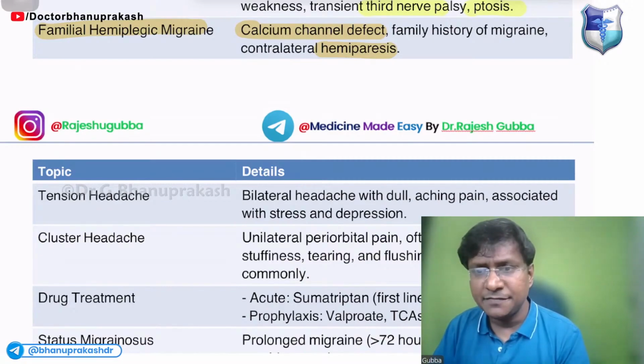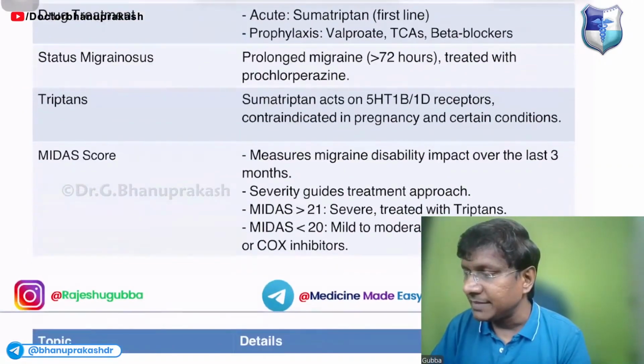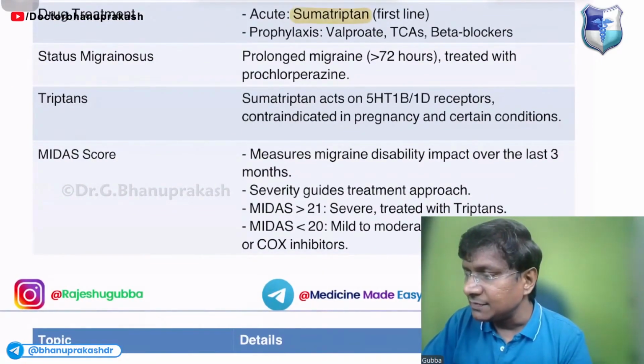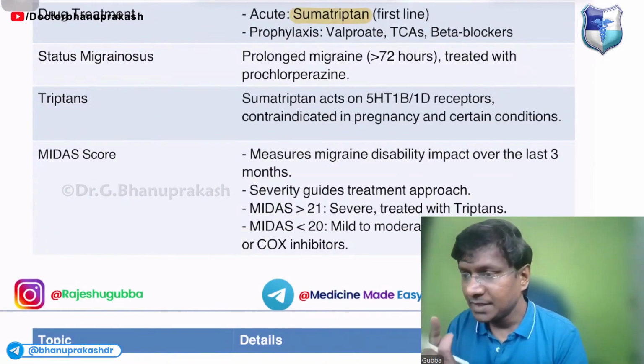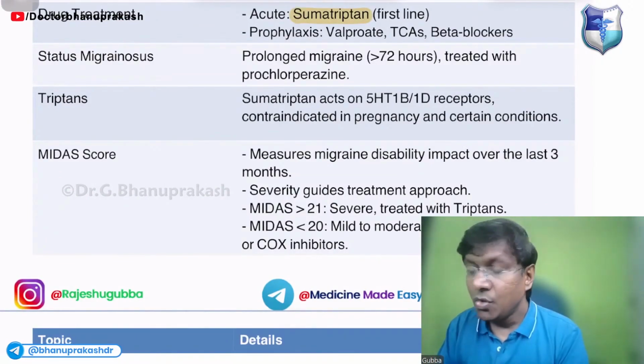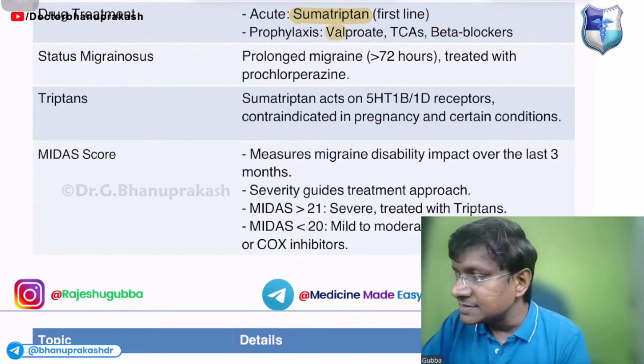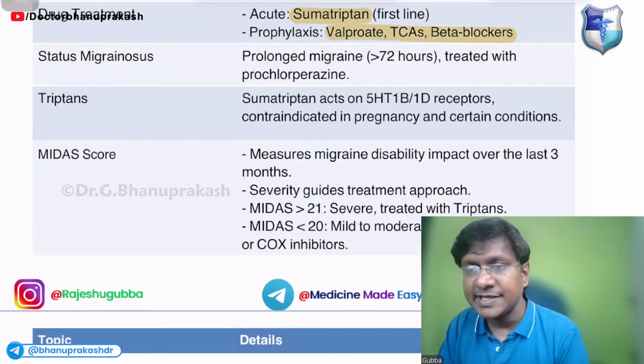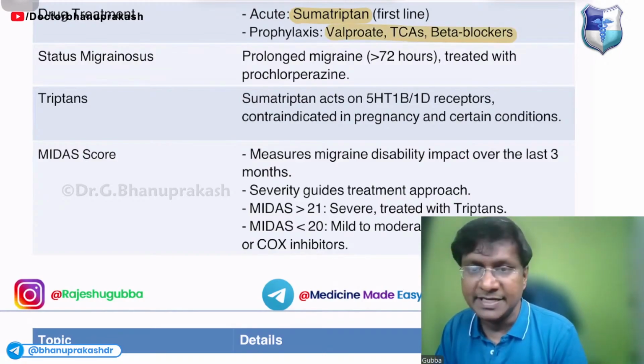And what will be the treatment for the migraine that you will give? The treatment that you will give in case of the migraine for acute attack will be sumatriptan, right? Acute attack will be sumatriptan. And what is it that you give for prophylaxis? For prophylaxis, the drugs that you give are valproate, tricyclic antidepressants, as well as the beta blockers.